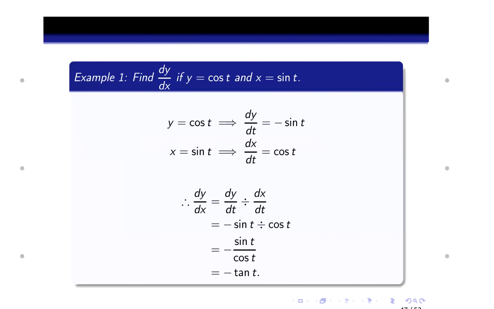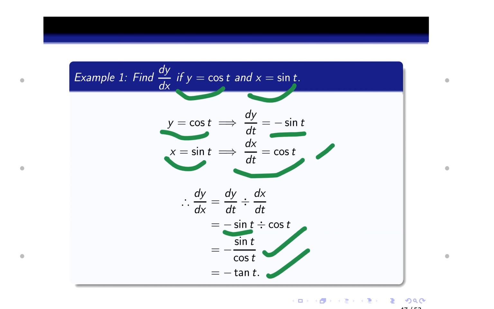So we know that y equals cos t, so dy/dt is minus sine t. We know x is sine t, so dx/dt is cos t. So dy/dx is dy/dt divided by dx/dt. We know dy/dt is minus sine t, divided by dx/dt, which is cos t. So you have minus sine t over cos t. Sine over cos is tan, so dy/dx in this case is minus tan t.